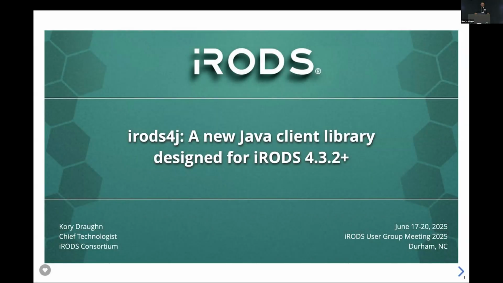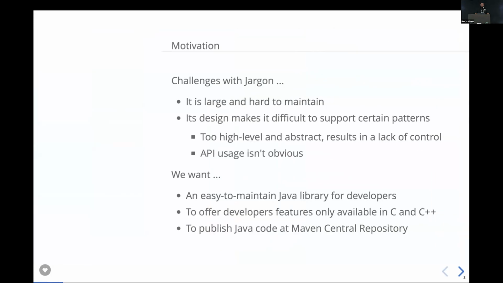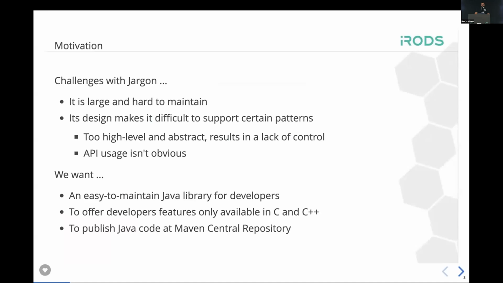All right, so my name is Kory Draughn. I'm the Chief Technologist for the iRODS Consortium, and this talk is going to be about irods4j, which is a brand new Java library that we've designed for iRODS 4.3.2 and later. The motivation behind this is primarily that we encountered many challenges around maintaining Jargon.